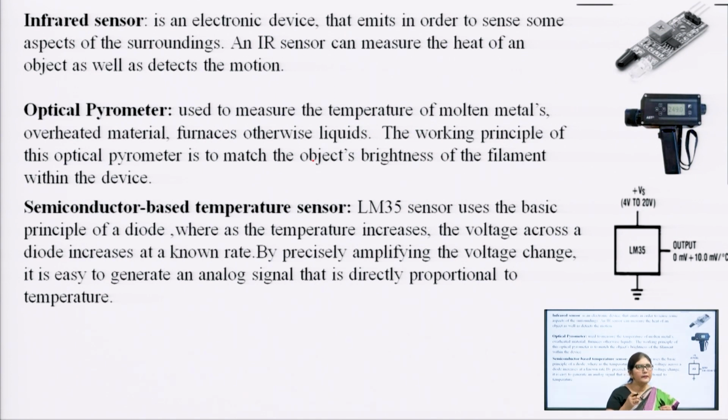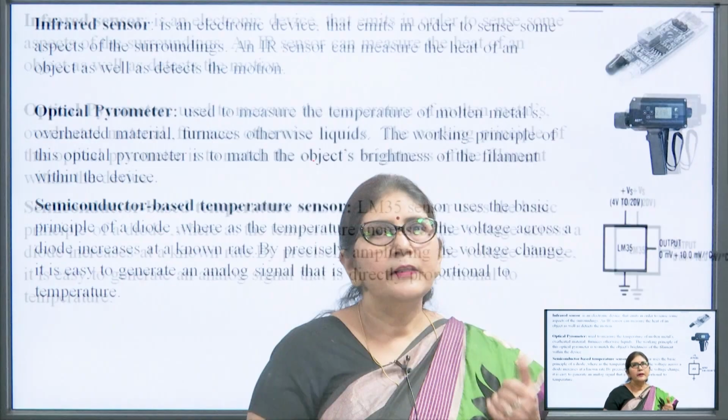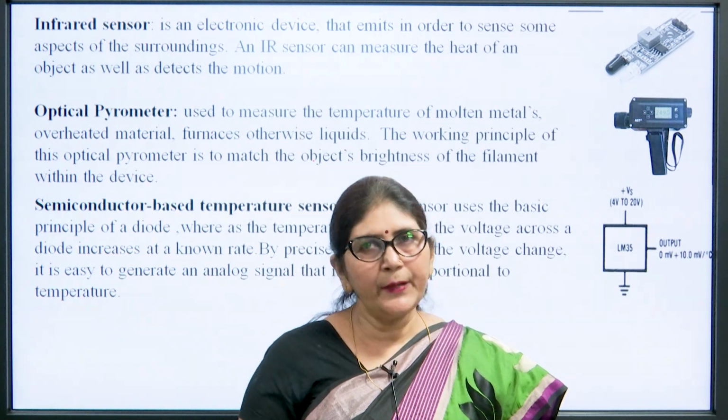The infrared sensor has a lens, and that lens concentrates the light emitted by that particular device, and as the temperature increases the emitted light also increases, and that emitted light is sensed by the infrared sensor. Infrared light is not visible, but it is detected by the infrared sensor. So, an IR sensor can measure the heat of an object as well as detect the motion of the object.